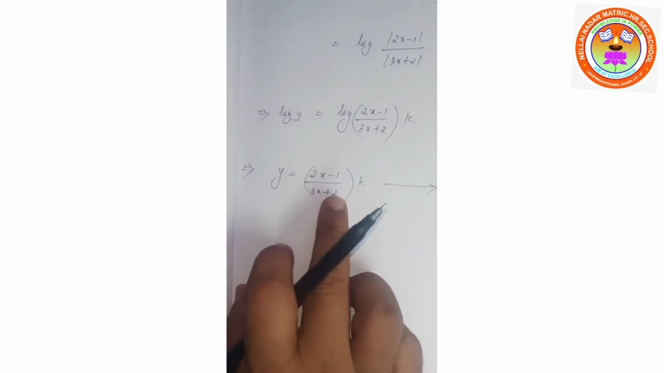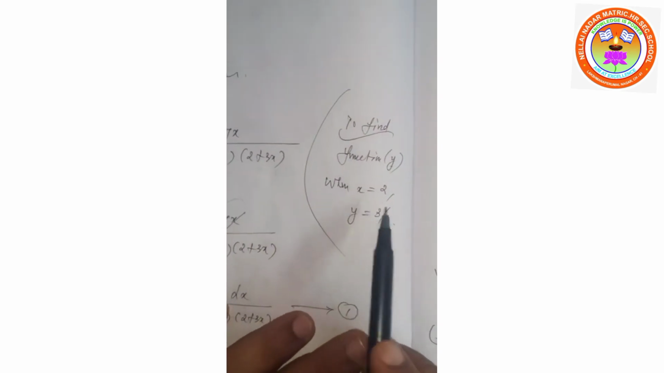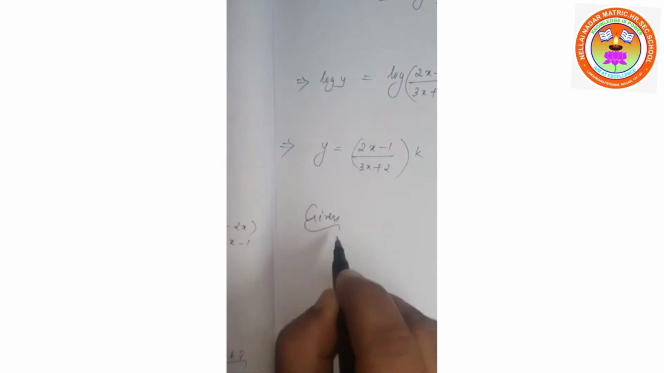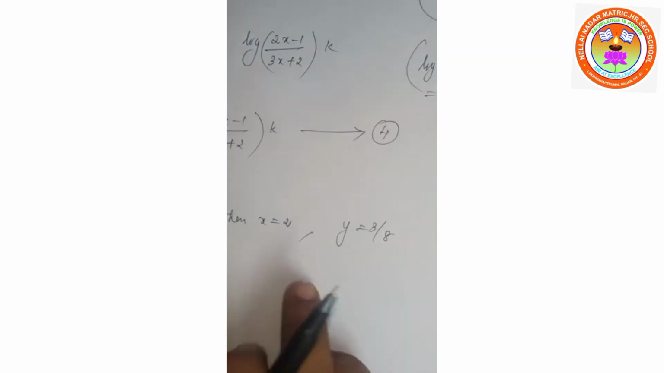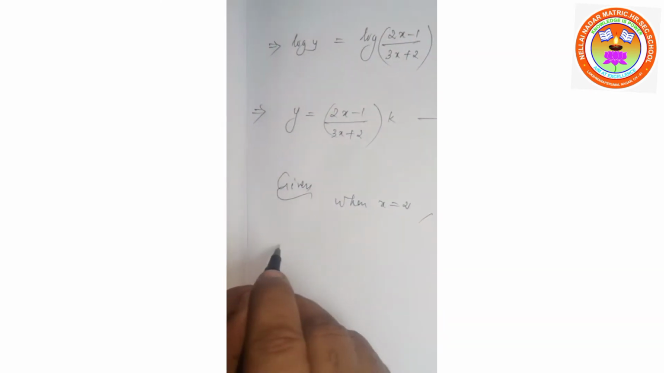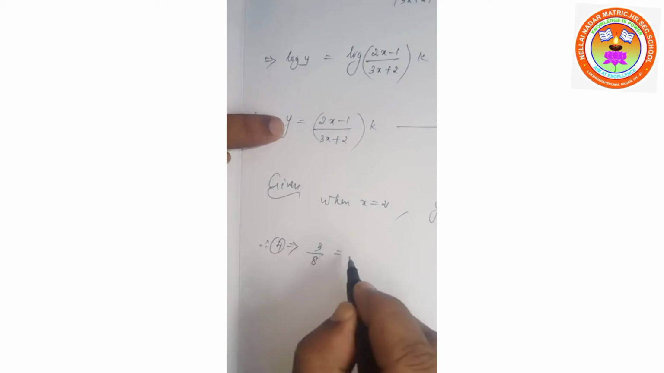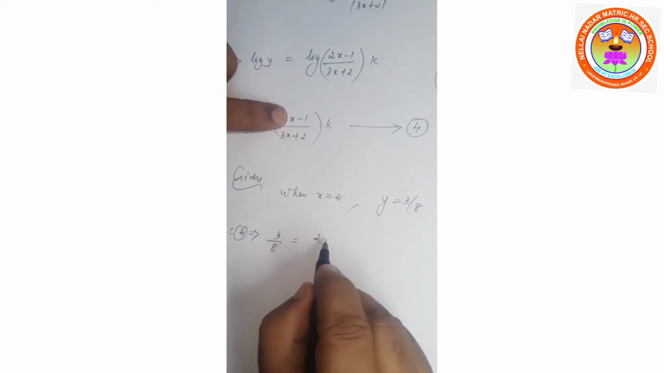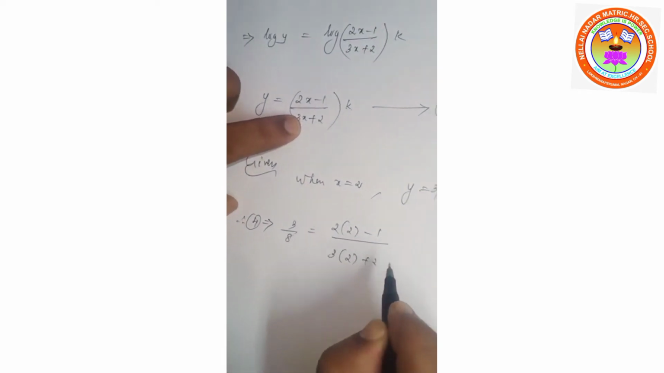This only you are asked to find out. Look at that question. You are asked to find out the function y in terms of x. The condition is given: when x equals 2, y equals 3 by 8. Substitute both the values in equation number 4 for finding the value of k. Therefore equation 4 implies y equals 3 by 8 equals 2 into x value 2 minus 1 divided by 3 into x value 2 plus 2, into k.